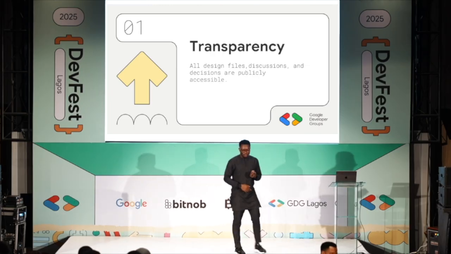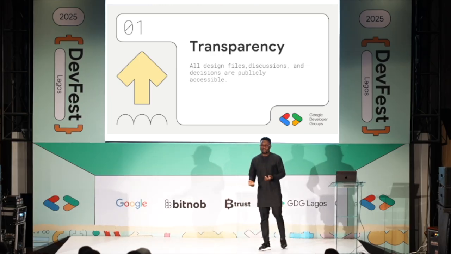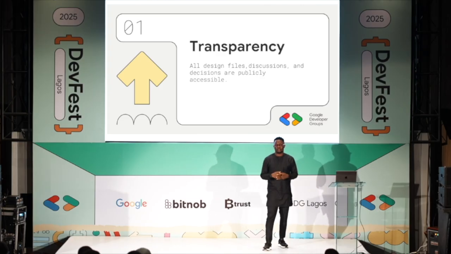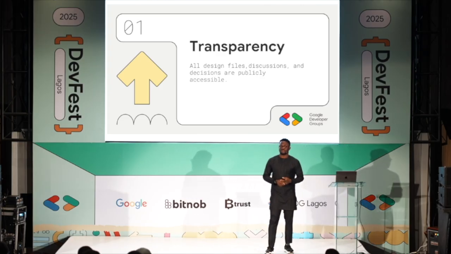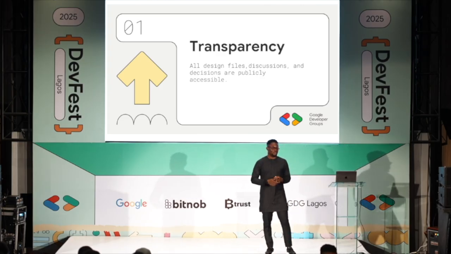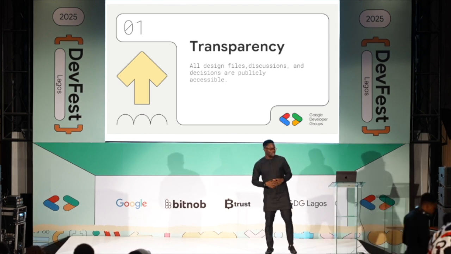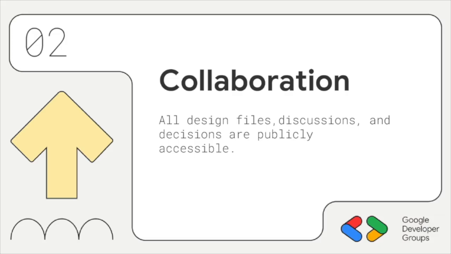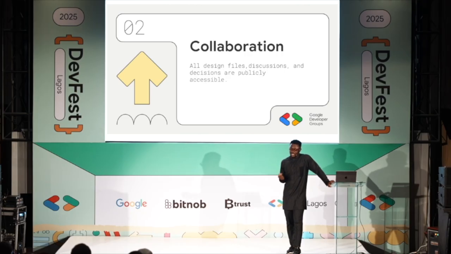But at this point, it's all about all design files, discussions, and decisions being publicly accessible. It has to be accessible to everyone. That's the whole idea. That's why it's open source. So we have collaboration, and all design files, discussions, and decisions also are publicly accessible.